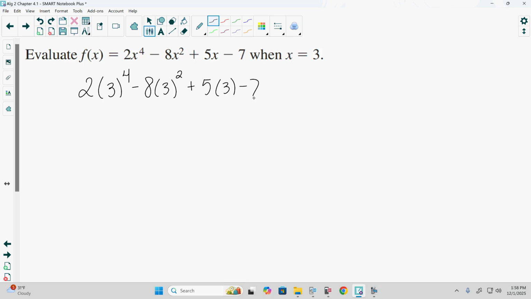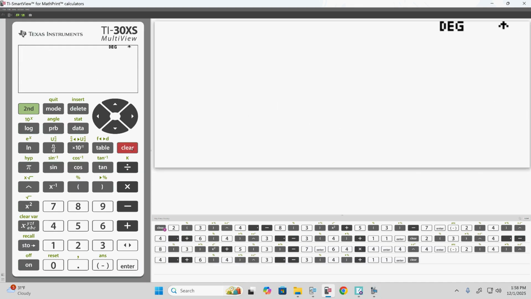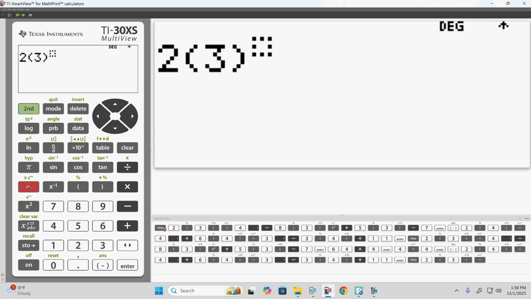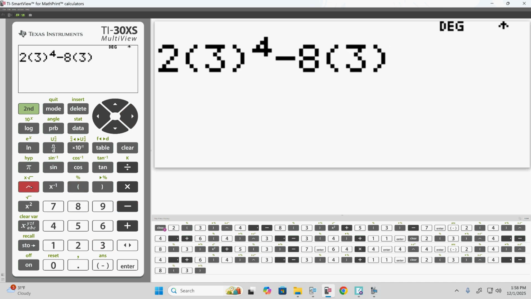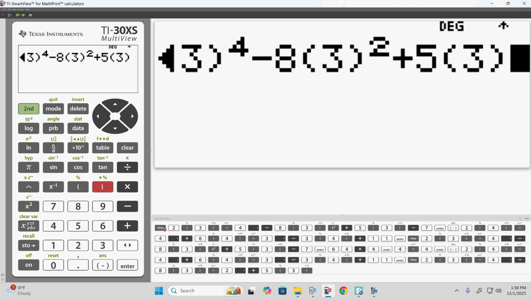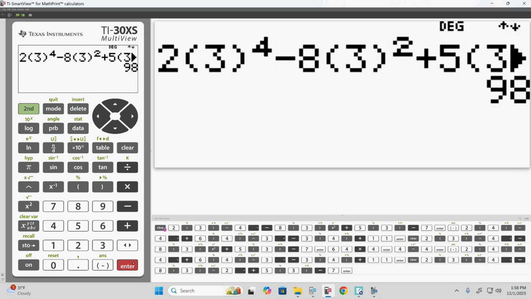And especially on the ACT, if it tells you to evaluate a given expression, a given function for a value, plug it in. Because really all we have to do for this here is we can take the calculator and say 2 parentheses 3 to the 4th minus 8 times 3 squared plus 5 times 3 minus 7. And it tells us that it is 98. And that's it. That's all we have to do for this here.